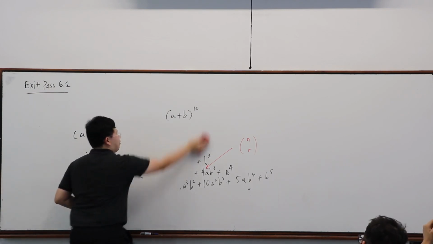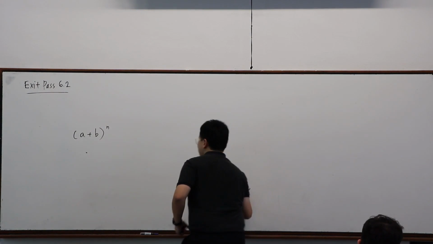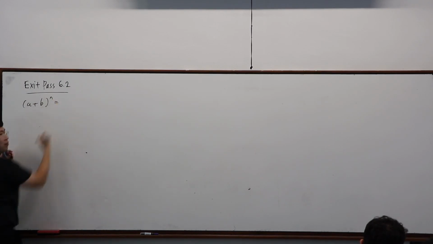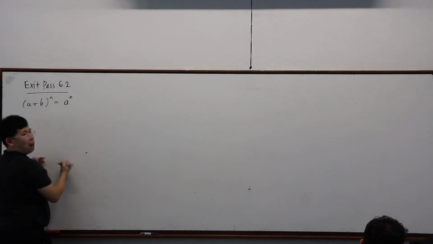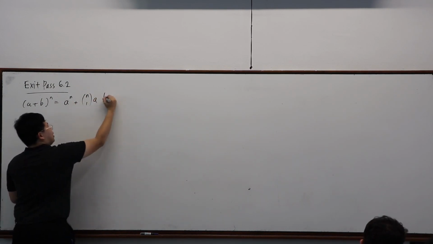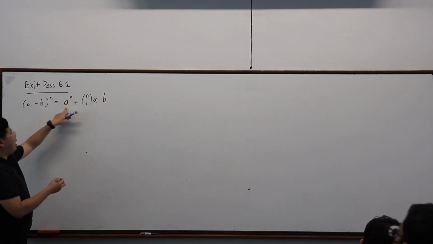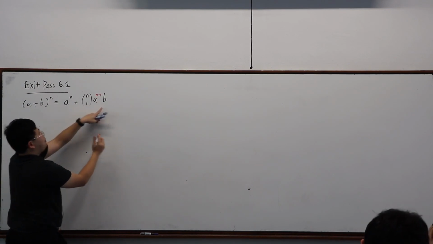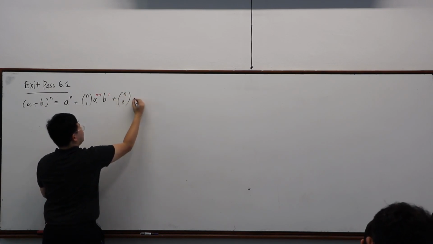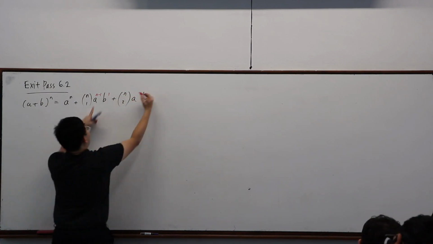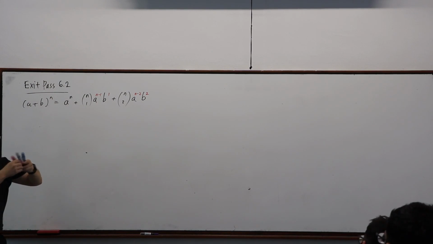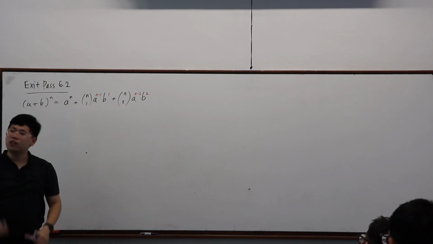The first concept that we need to find out is, for the expansion of a plus b to the power of n, you start off with a to the power of n. Then you have your n choose 1, a and b. The power of a will drop, the power of b increases. Then you go on, n choose 2, you have a and b again. The power of a drops, the power of b increases. Do you see the pattern? And the coefficient is n choose 1, n choose r.